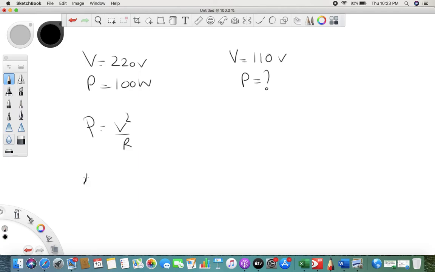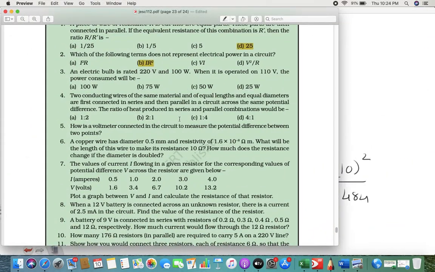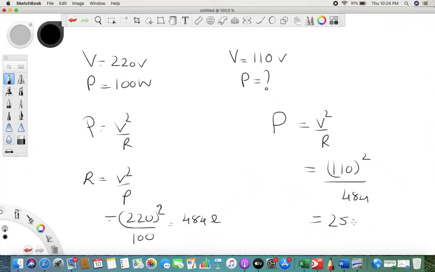So R is equal to V square upon P. So it is 220 square upon 100. When you solve this, you get 484 ohm. Now we are going to use the same formula, P is equal to V square upon R. Now V is 110 volt and R is 484. How can I use this R directly here? Because the device is the same, so the resistance is also going to be the same. When you solve this, you get 25 watt. That is the answer.